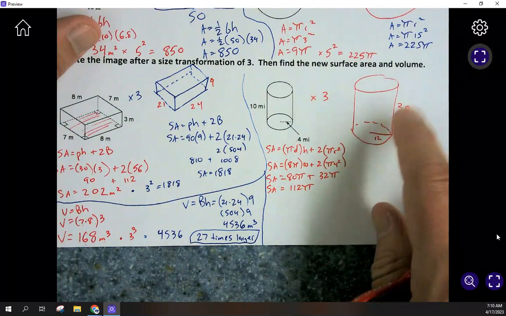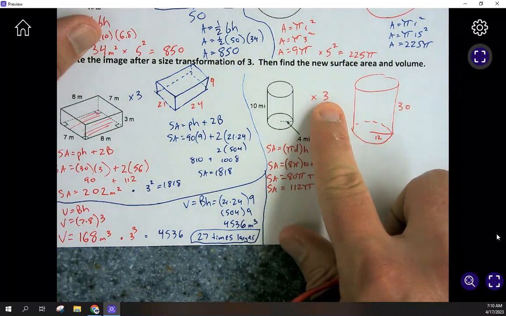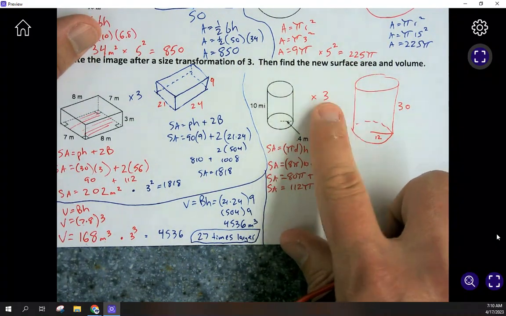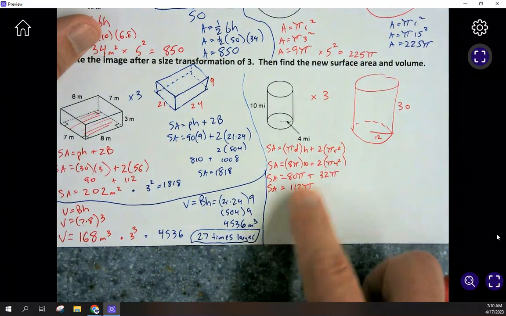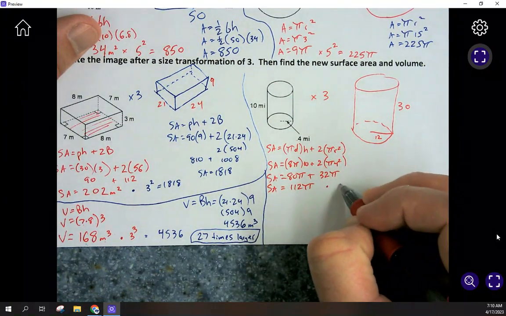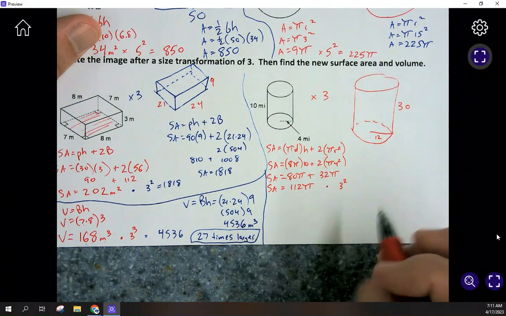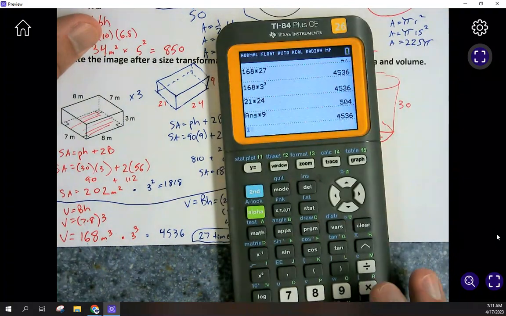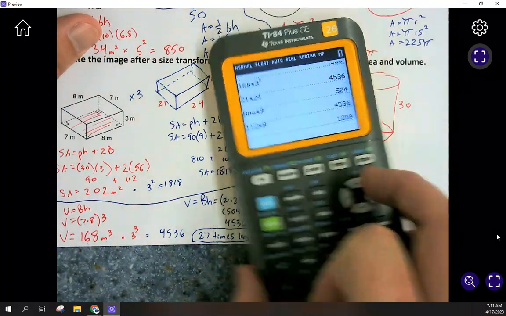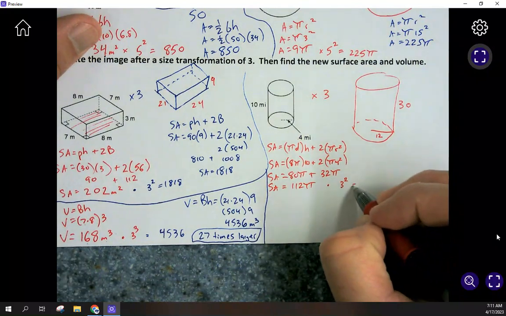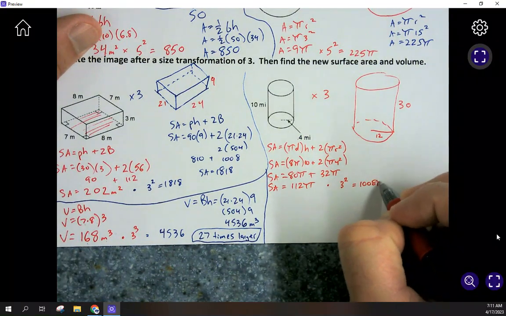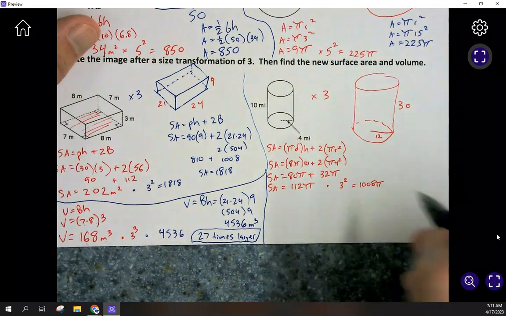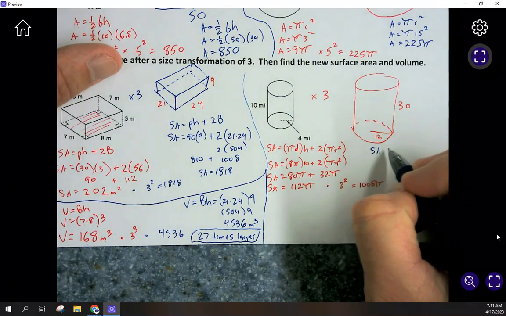So knowing that, we can already figure out what this is, right? We increased it by a factor of 3. The surface area will increase by that factor squared, so 3 squared, or 9. It should be 9 times bigger. So 112 times 9, we should get 1008 pi. So let's run it and make sure that's what happens.